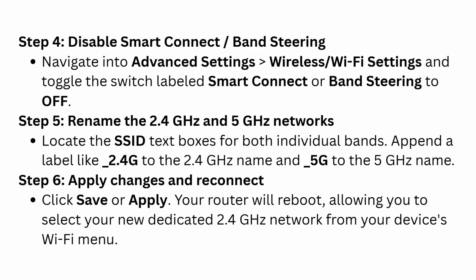Step 6. Apply changes and reconnect. Click on Save or Apply, then your router will reboot, allowing you to select your new dedicated 2.4 gigahertz network from your device Wi-Fi menu.